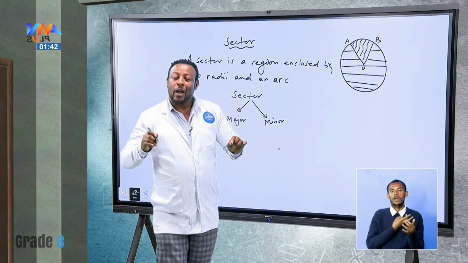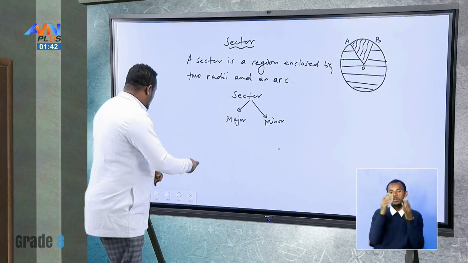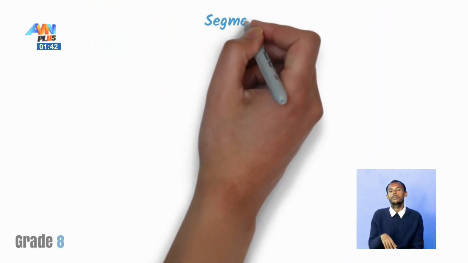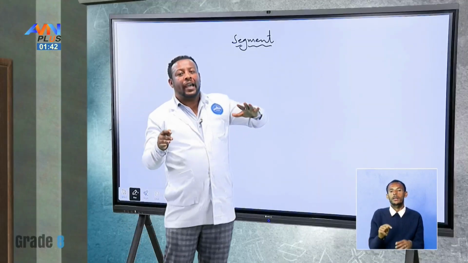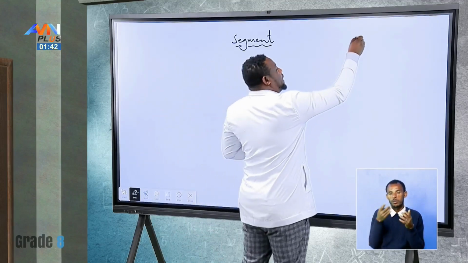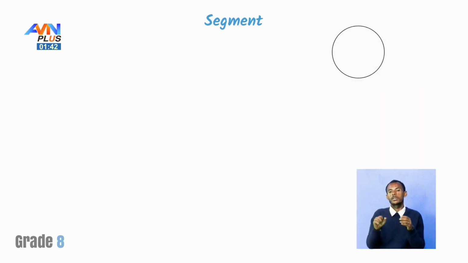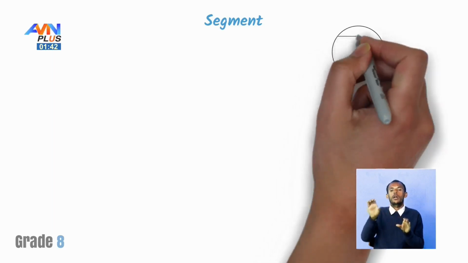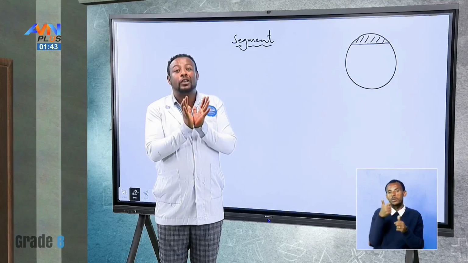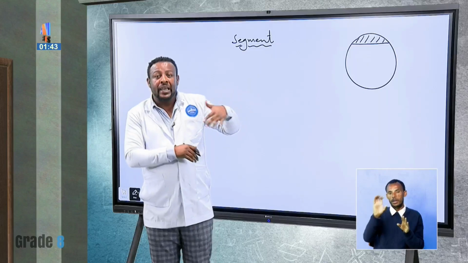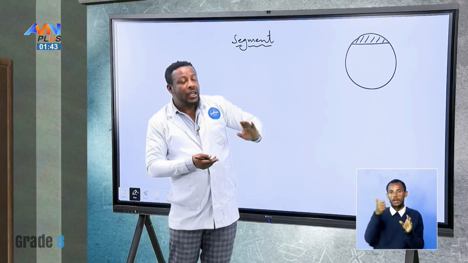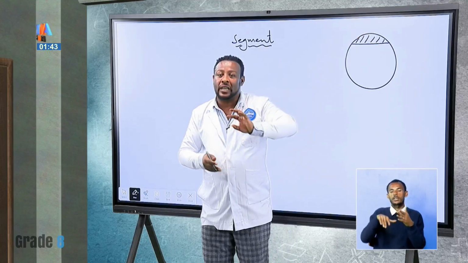Now we are left with one more terminology for today, which is the segment. Okay, segment of a circle. Now, a segment of a circle is a region enclosed by a chord and an arc. Okay, look, in our former terminology, we have seen a sector which is enclosed by two radii and an arc. But a segment of a circle is a region enclosed by a chord and an arc, right?